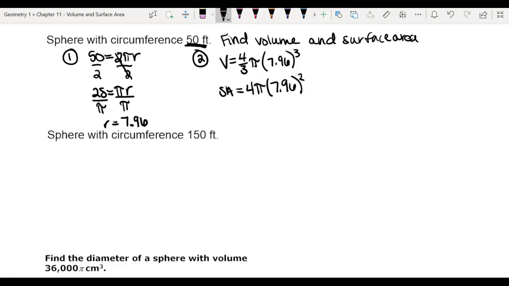So when you plug those in, 4 divided by 3 times 7.96 to the third power is 672.5. So 672.5 pi is the approximate size of that one. And then you would do 4 times 7.96 squared, which gets you 253.4 pi.